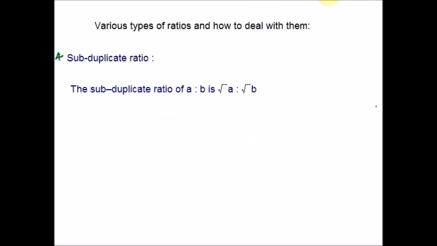Now let's see the fourth type. Fourth type is subduplicate ratio. Subduplicate ratio of A is to B is just the square root of A is to square root of B. Let me take few examples and explain you. These concepts may look similar, but there will be slight difference between each of the type. To find the subduplicate ratio of 4 is to 9, we are going to just take the square root of 4 is to square root of 9, which is equal to 2 is to 3. Hope this makes sense to you.